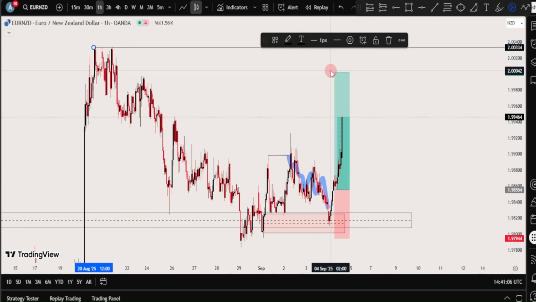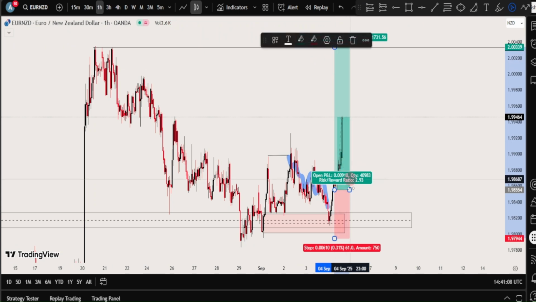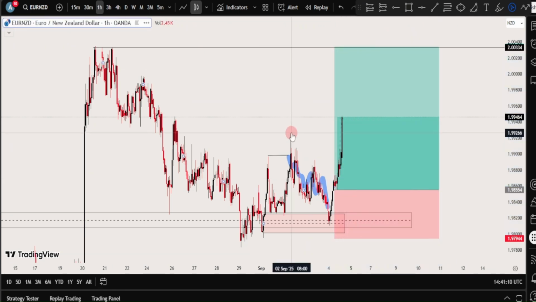So this is exactly the same template that I showed you. All right, this is how to trade institutional supply and demand.